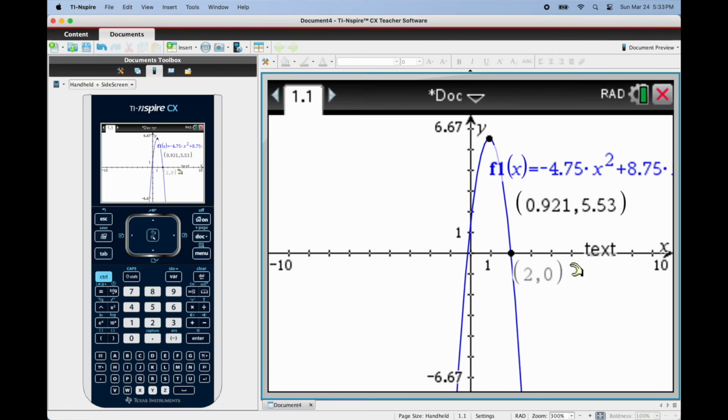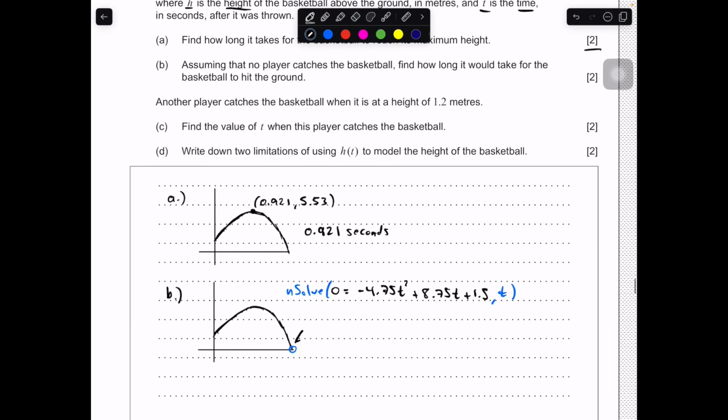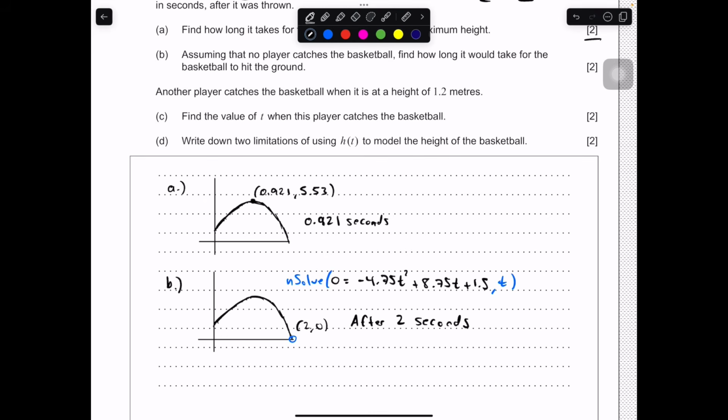So let's go back to the document here. Alright, let's label the graph. This is going to be process marks 2, 0, and we might say after 2 seconds. Okay. Another player catches the basketball when it is at a height of 1.2 meters. Find the value of t when this player catches a basketball.